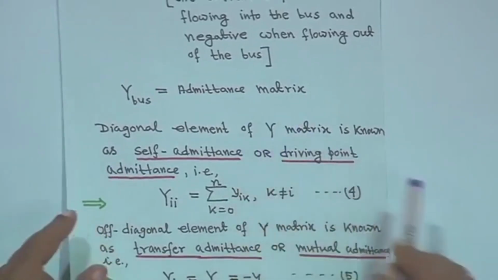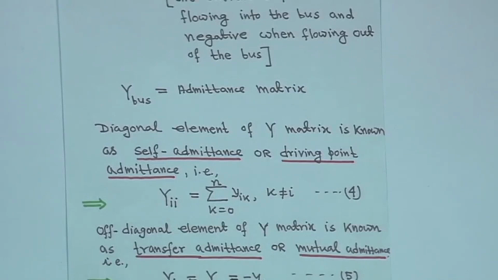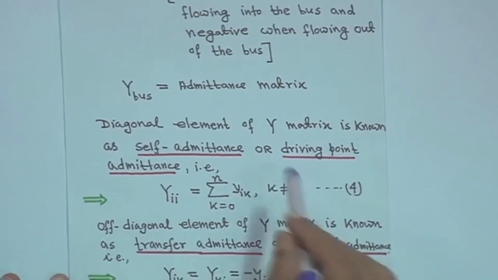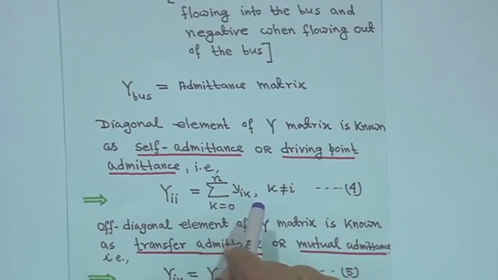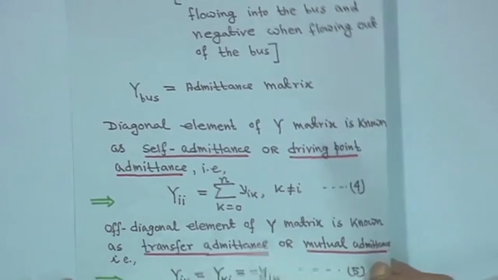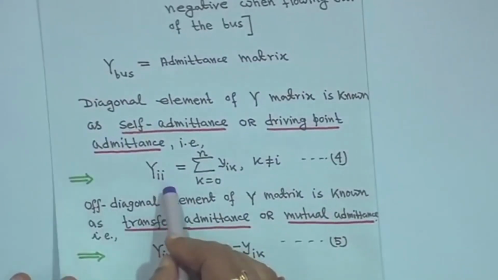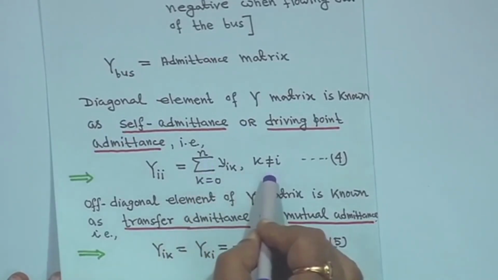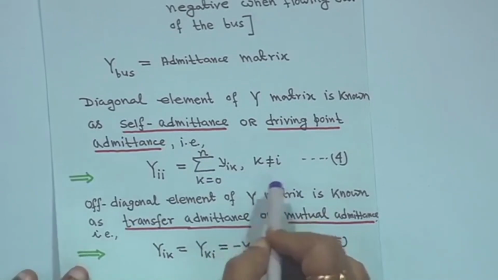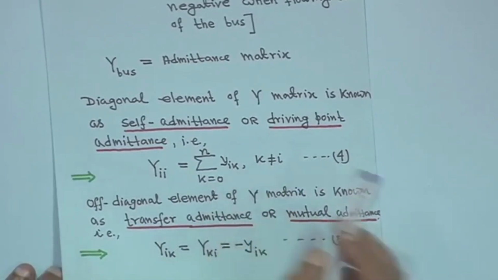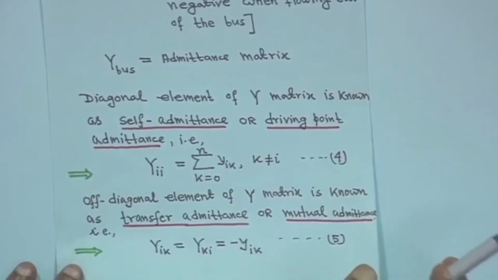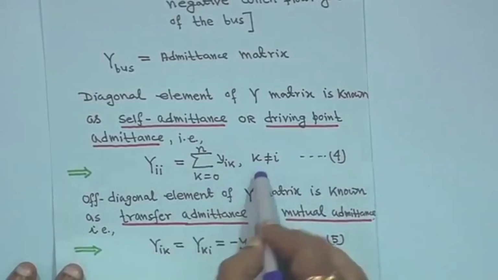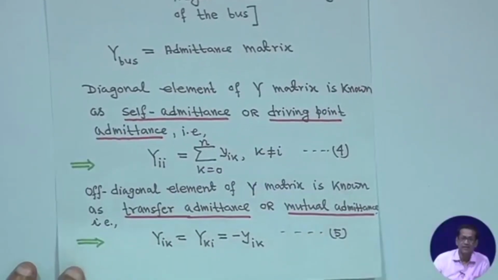The diagonal elements of the Y matrix are known as self admittance or driving point admittance, right. The diagonal elements, that is Y11, Y22, Y33 and Y44, are known as self admittance or driving point admittance. In general, capital Yii is the sum for k equal to 0 to n of yik, but k not equal to i, right. In that case, if you include the reference bus, that is 0 to 4, and expand Y11, Y22, you will get the same thing, right.